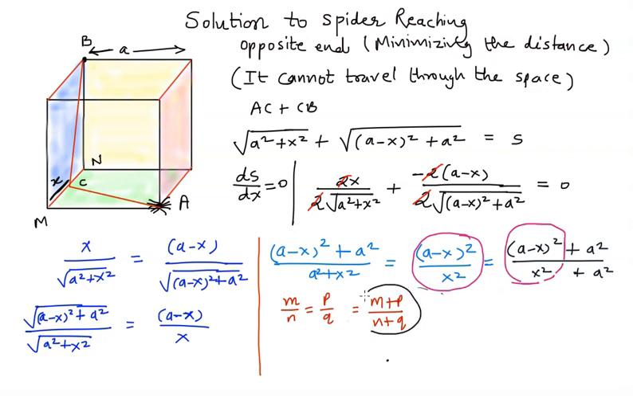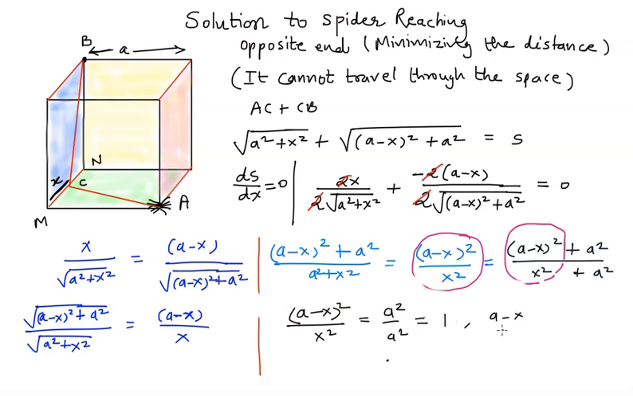So let us compare this ratio with the last one, and the first ratio with the first one. So p by q is simply nothing but a square by a square. All right, so what we can write is (a minus x) square divided by x square is equal to a square by a square, which is nothing but 1, and therefore (a minus x) divided by x is equal to plus minus 1. Now if we solve for x using minus 1, we get a is equal to 0, which is not the case. We will have to use 1 on the right hand side. So ultimately we have (a minus x) divided by x is equal to 1, and therefore a is equal to 2x, and therefore x is equal to a by 2.